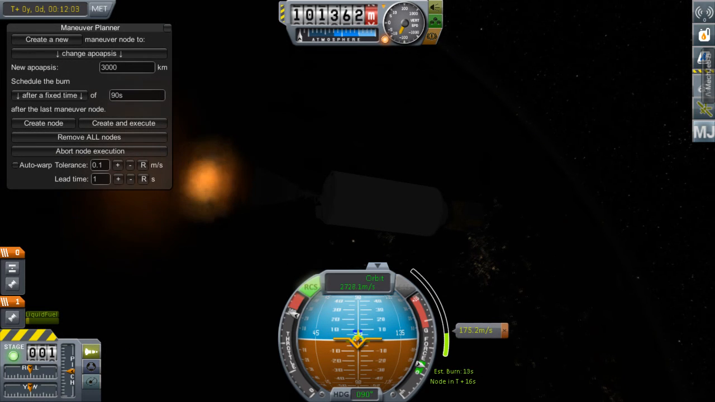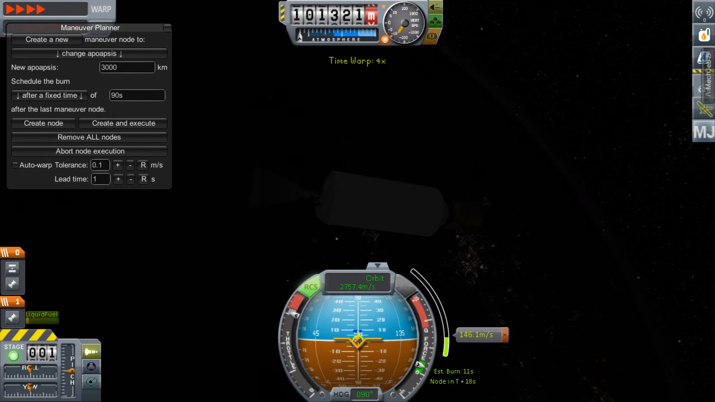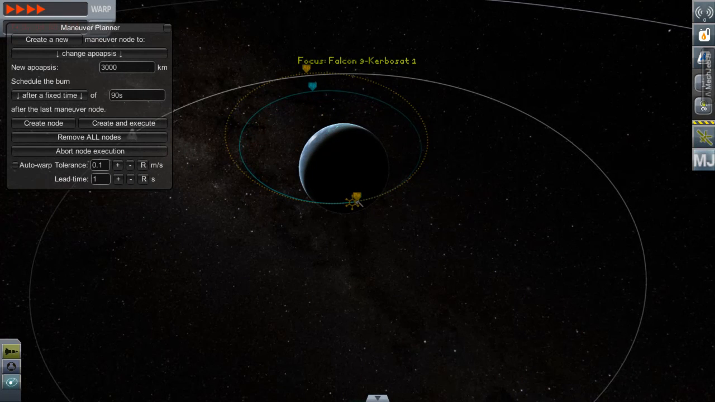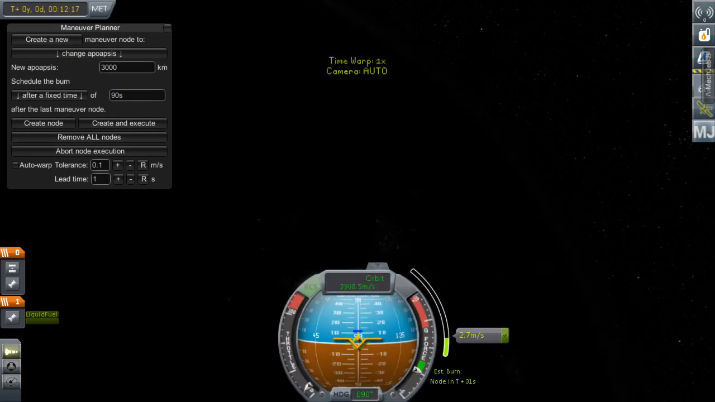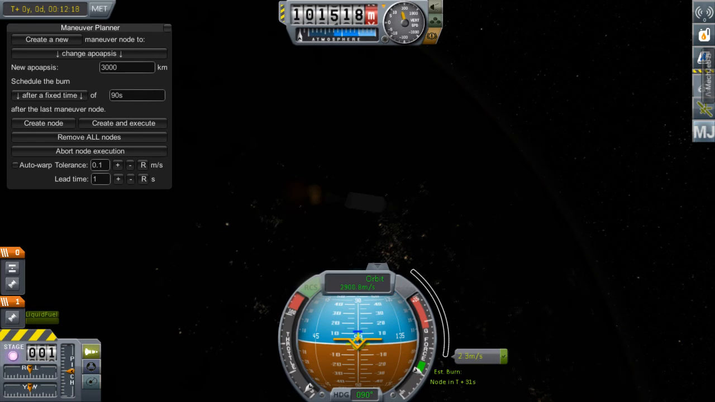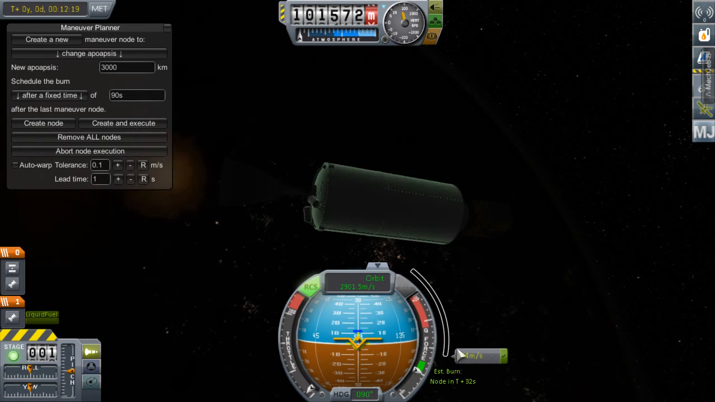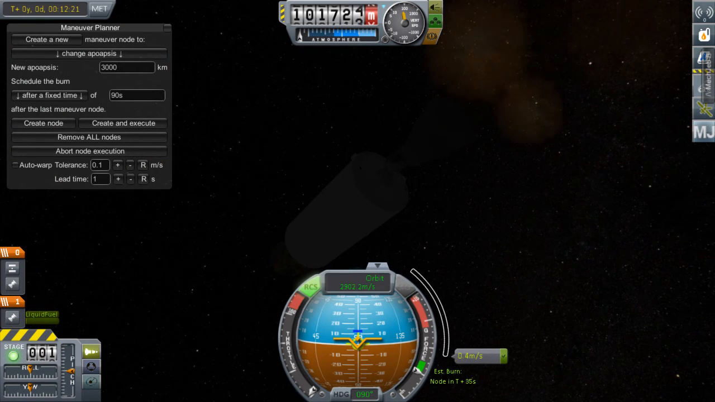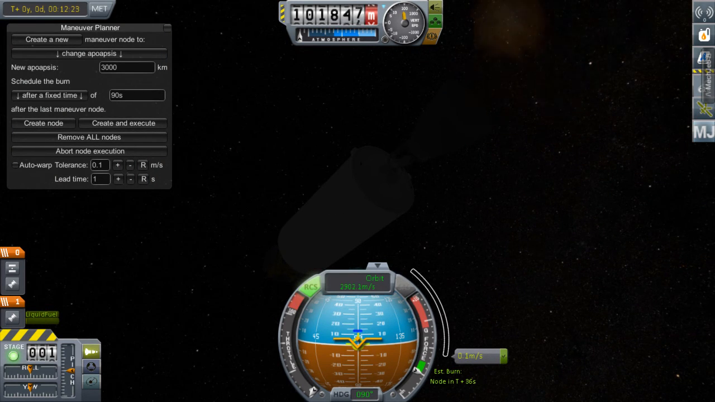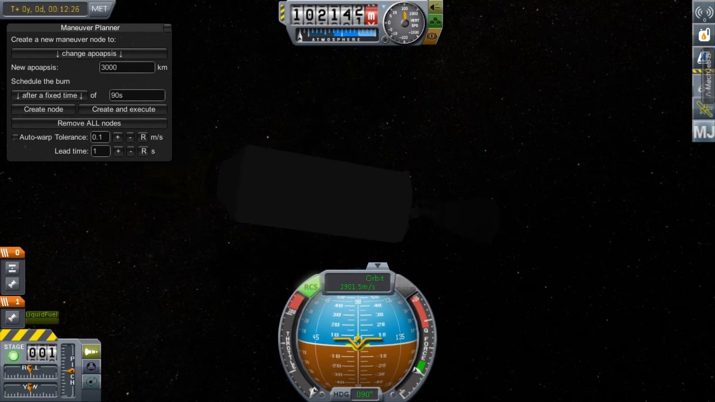The burn is nominal. Approaching main engine shutdown. Approaching stage 2 engine shutdown. Altitude 101 kilometers. Stage 1 engine shutdown is confirmed.